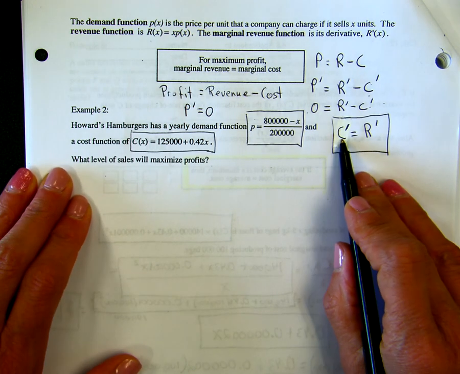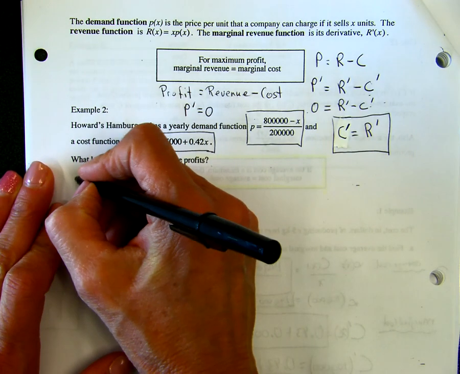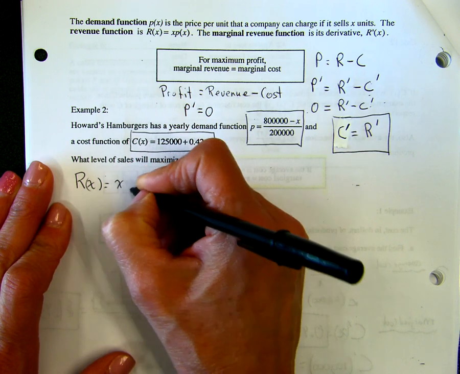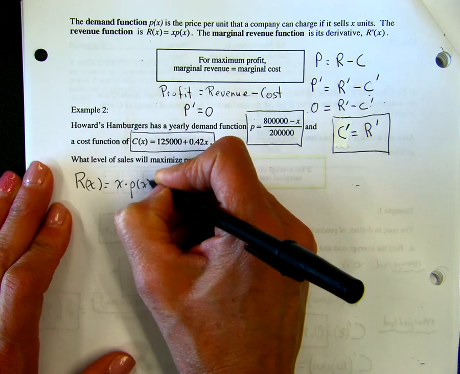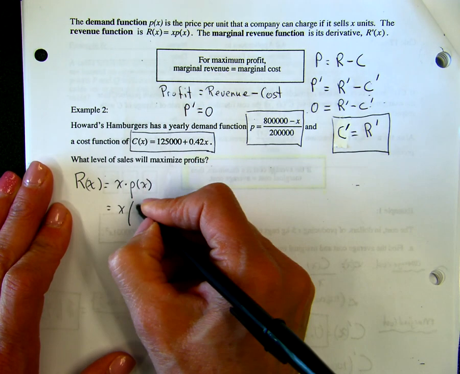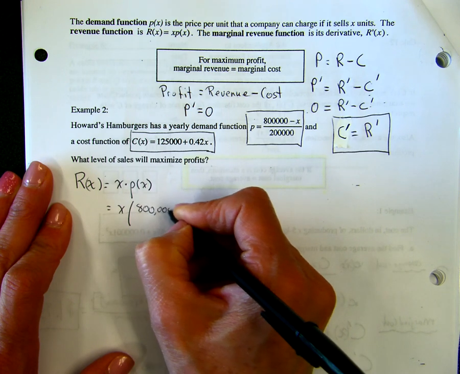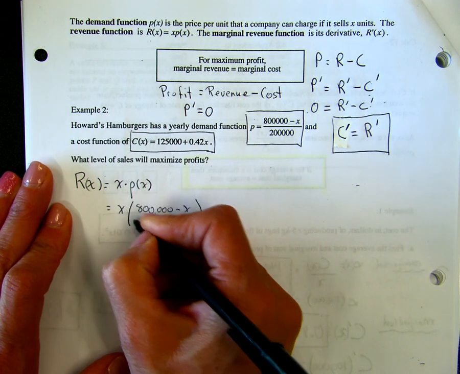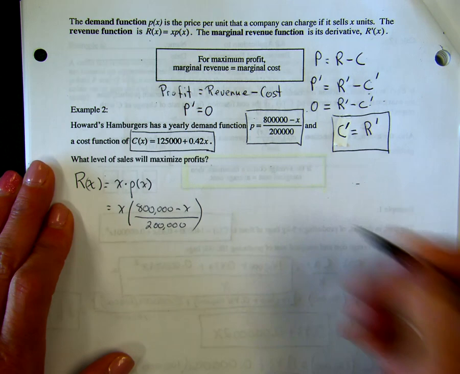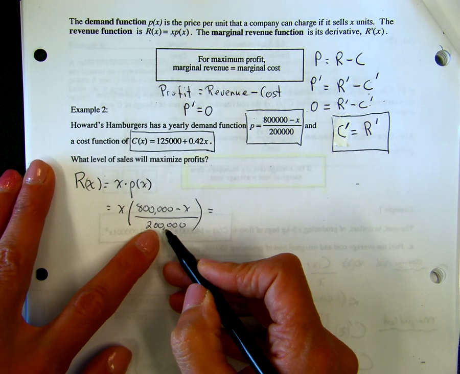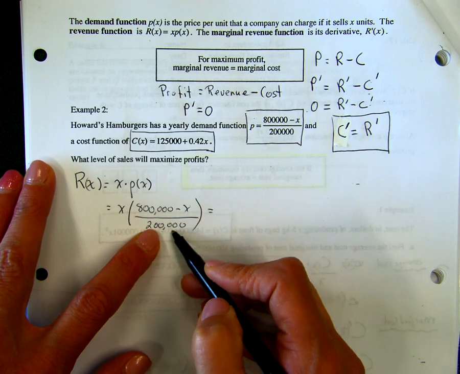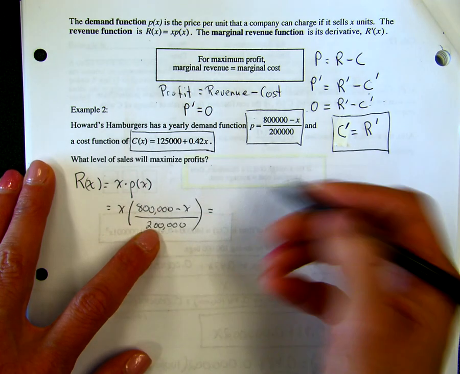Okay, so we're trying to make this happen. Let's start off by writing out a revenue function. Our revenue function is equal to X times P at X. And P at X has been given. This would be X times 800,000 minus X all over 200,000. Okay, let's simplify this. This is going to give me 800,000 over 200,000 minus X over 200,000 multiplied by X.